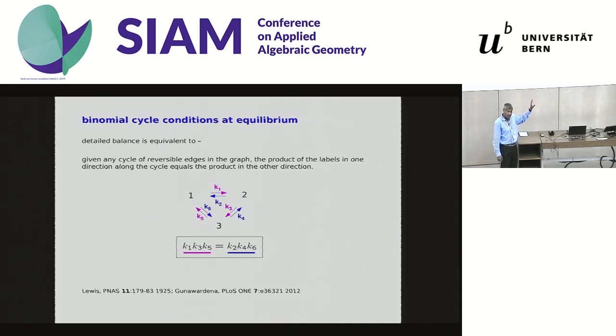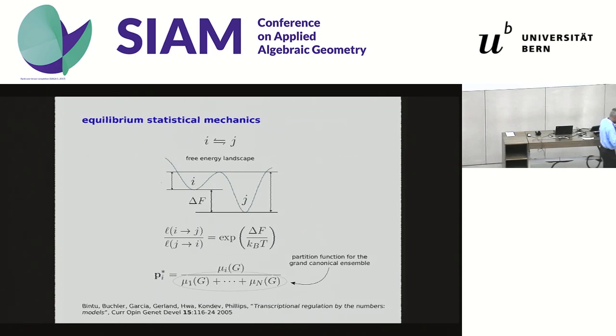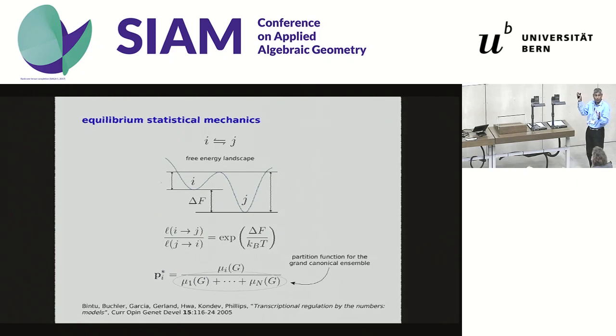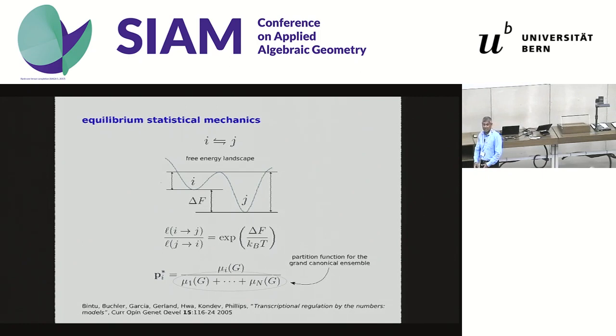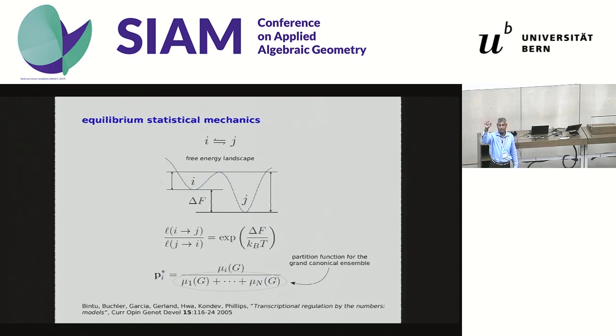Okay, so just a quick reminder that in the equilibrium context, what I've just told you is equivalent to equilibrium statistical mechanics. So if you go to a physics class and you do equilibrium statistical mechanics, what the physicist will do is say, here are the microstates, these are the Boltzmann factors with the free energy, and we write down a partition function, and that's how we get the probabilities of the steady states. There's no graph. Why is there no graph? The physicists hate the graph.